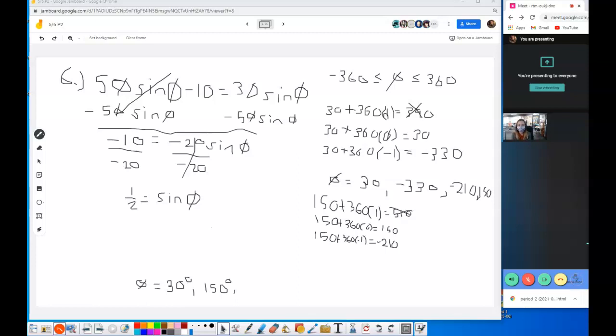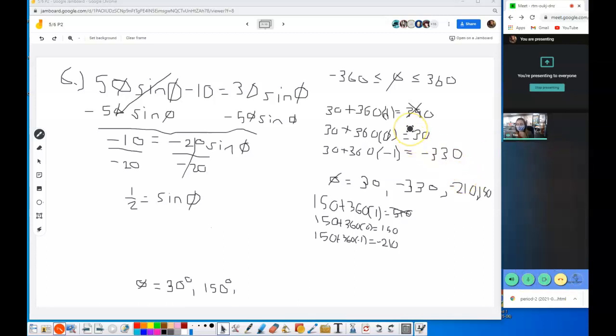And then if you do 150 degrees, you do 150 plus 360, and then it's a 1 in the parentheses, you get 510, which is over the range. If you do 150 plus 360 times 0 in the parentheses, you get 150, which is in range. And then you do 150 plus 360, and it's negative 1, you get negative 210, which fits in the range. And like the total is negative 330, negative 210, 30, and 150.